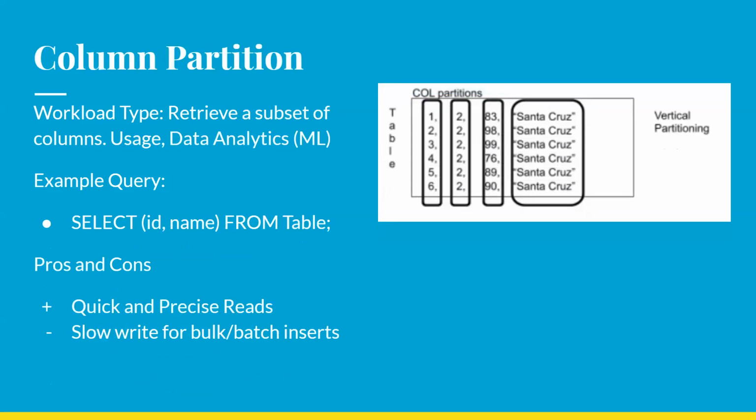Next, we have column partitioning. So here we have a subset of columns. Here we have the ID, the name, the temperature, and the city. So here, if I wanted to do a ton of data analysis on, let's say, the temperature of Santa Cruz, then we can look at the column partition to get that.